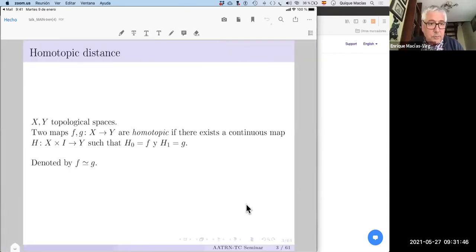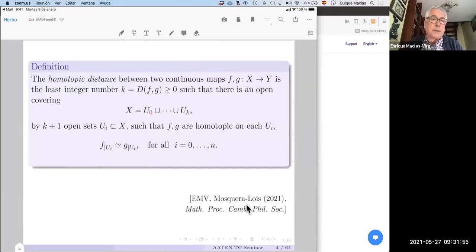So everybody knows the definition of homotopic maps, but imagine you have two maps which are not homotopic. Then you can define the homotopic distance as the least integer number k, such that there is an open covering of X by k plus 1 open sets, such that F and G are homotopic on each U_i. This is the definition of homotopic distance. Of course, two maps are homotopic if their distance is 0.